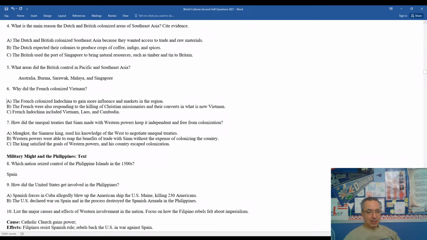Eight, which nation seized control of the Philippine Islands in the 1500s? Spain. And once again, when you see the cultural heritage in some of these different regions around the world, it's the original colonizing country that leaves behind the culture, the language, things like that. And this includes the fact that in the Philippine Islands, they speak Spanish.